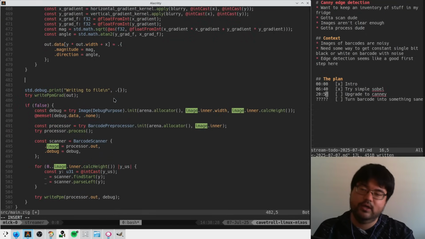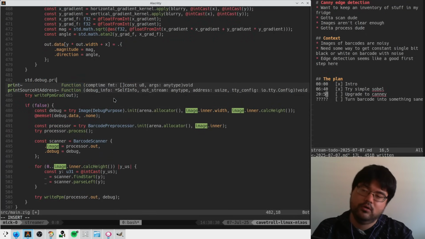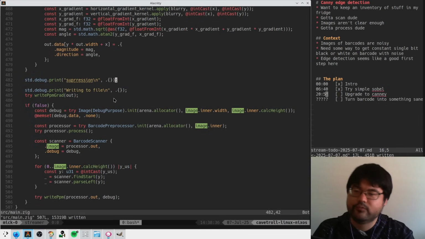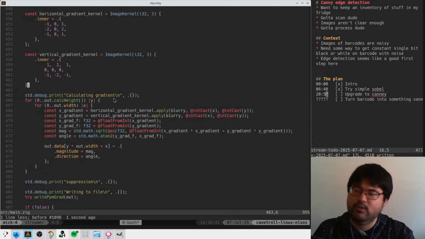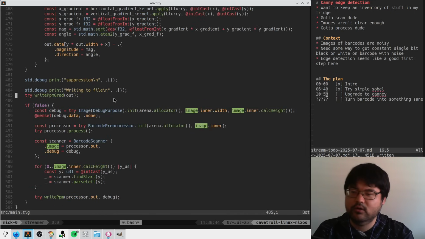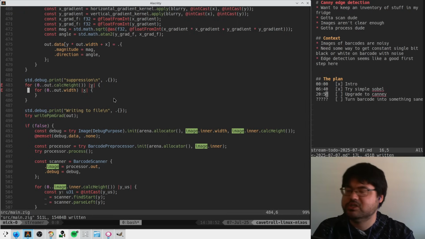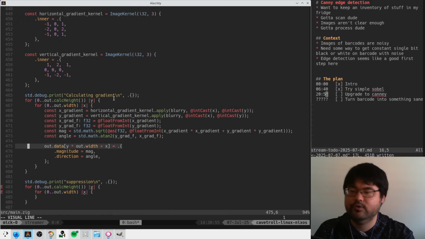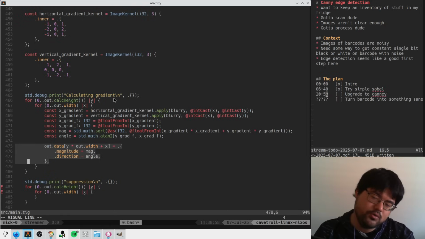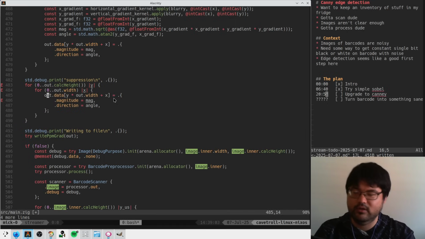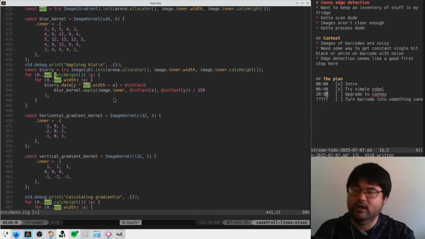So here we're doing suppression. Two P's probably, yeah. So here we iterate over the image again. And we say, hey, what's the direction of our gradient? Which maybe you could do. Yeah, you kind of need all of the gradients before you do this. So you do need this. Let's rename out here to gradient.